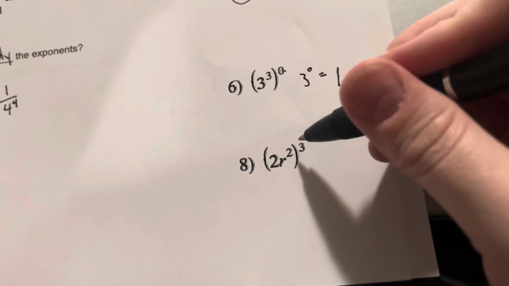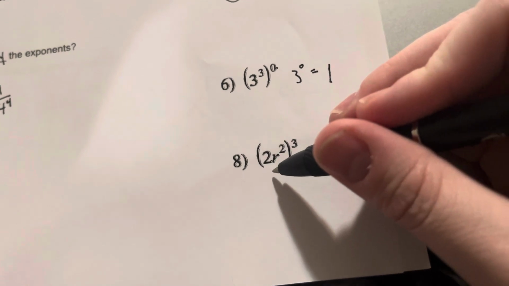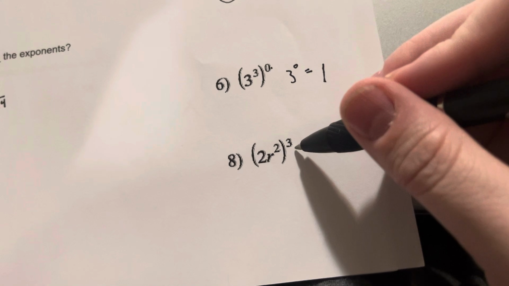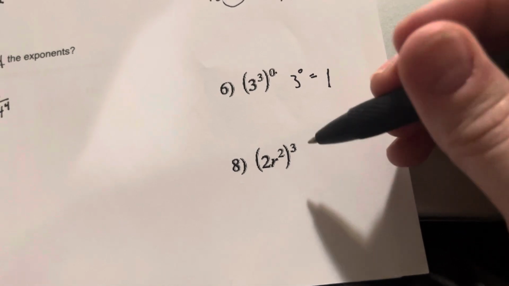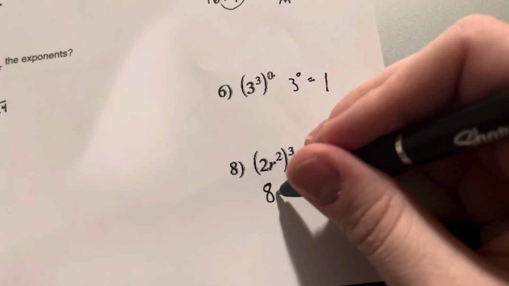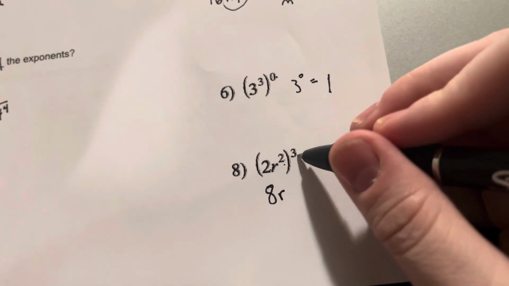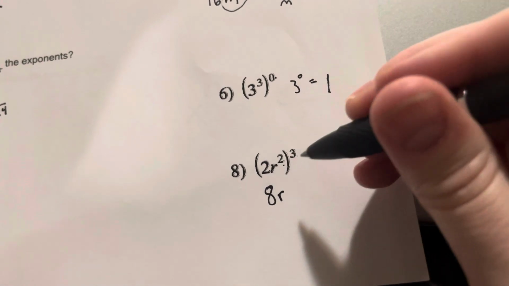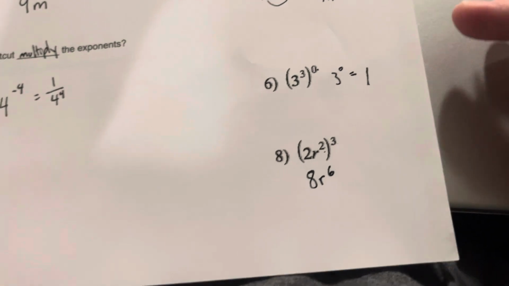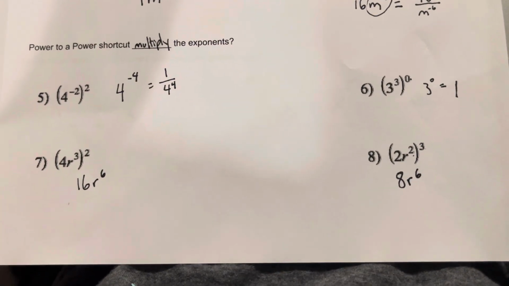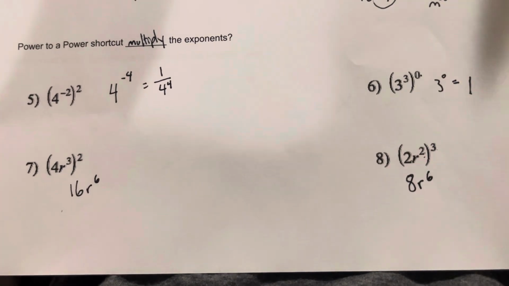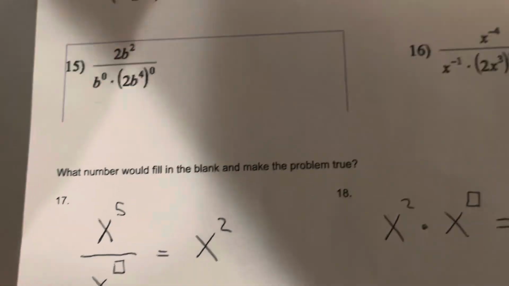This one says we've got a 2 out in front, so I need 2 to the 3rd power, which is 8. Then we take r, we multiply these two together. 2 times 3 is 6. Now there is our power to a power rule. Any questions here? Excellent. Okay, so let's keep going.